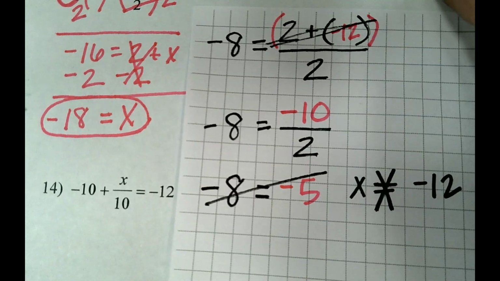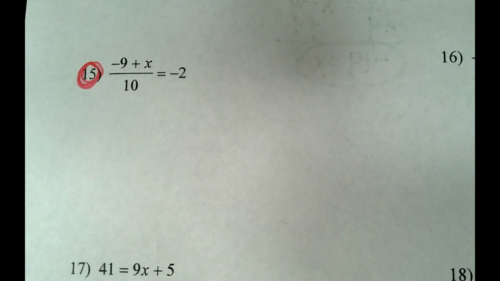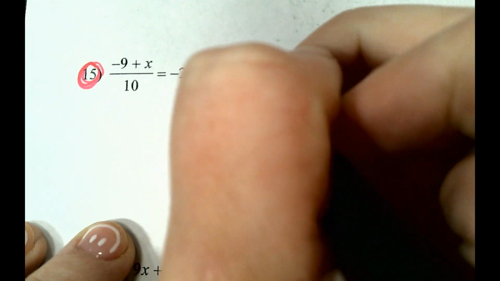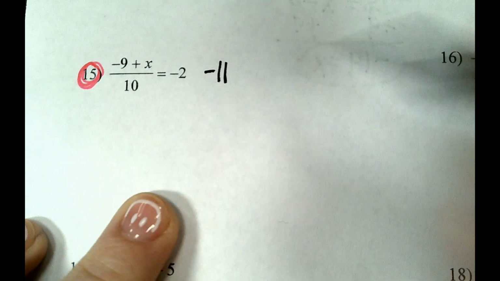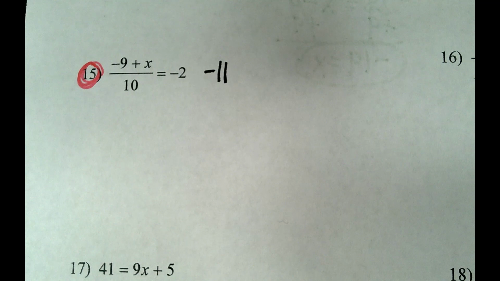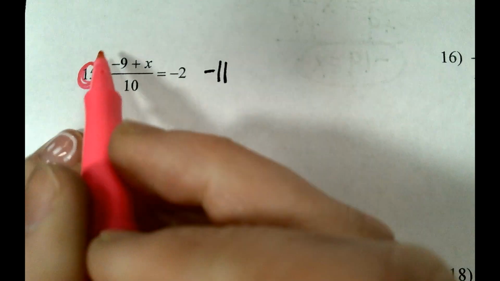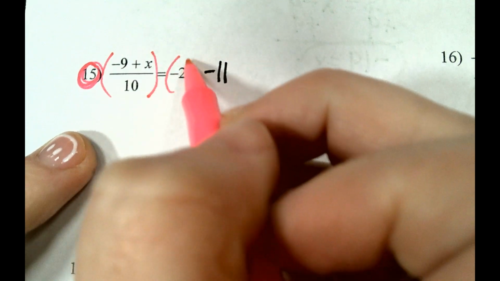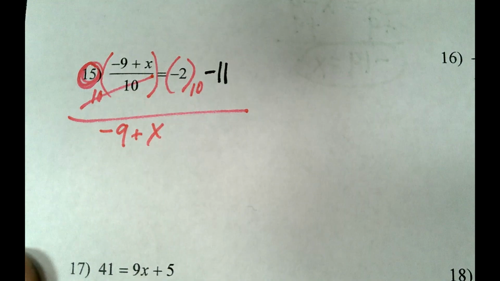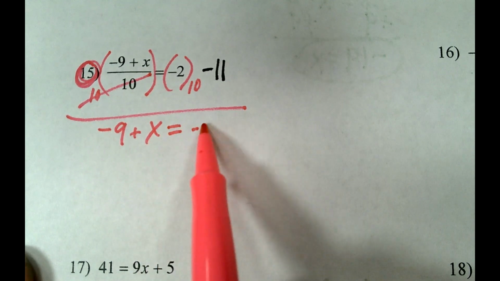How about number 15? What answers did you guys get for number 15? Negative 11. You all three got negative 11. Okay, let's see if it's right. What do I do first? That's pretty good, 10. Yes, we've got to get rid of that 10. So we'll multiply by 10 on both sides. 10's cancel. Negative 9 plus x equals negative 20. Good.